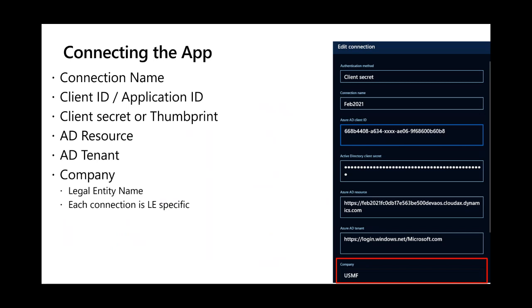And then finally, you do need to specify the specific legal entity that this connection is operating under. I know a common request is to allow a connection to span legal entities. The team is aware of this request and is investigating what it might look like. But for now, each connection you define must be defined within the context of a legal entity or company.